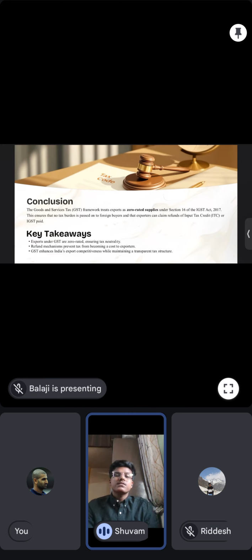So the key takeaways from this presentation are that exports under GST are zero rated. Refund provisions prevent tax from becoming a cost. GST enhances transparency and global competitiveness of Indian exports. Overall, GST has significantly simplified the export taxation structure in India.